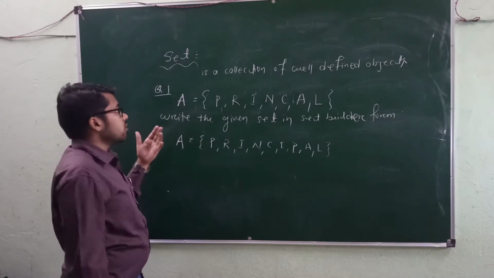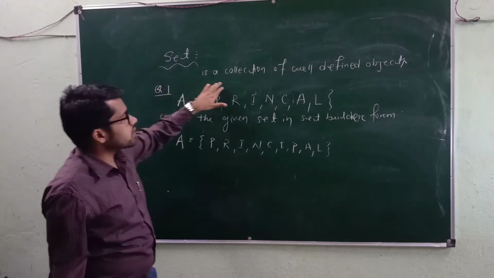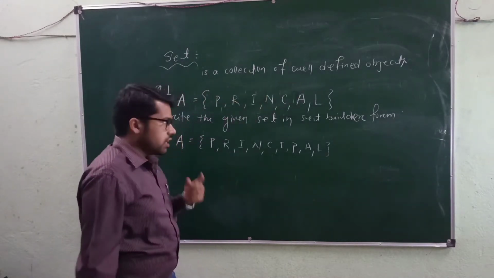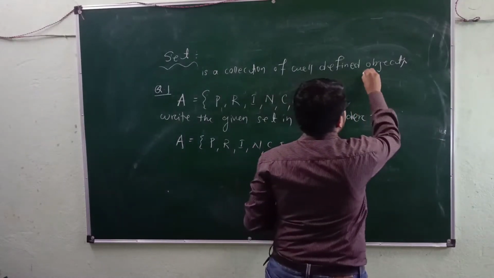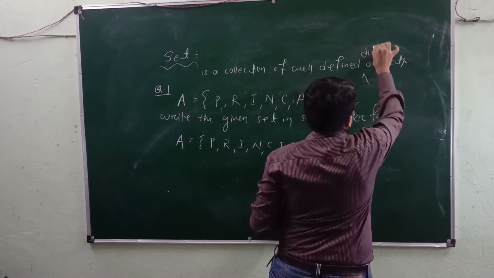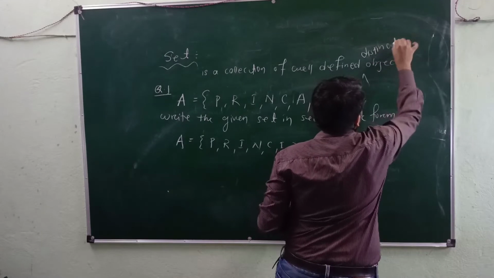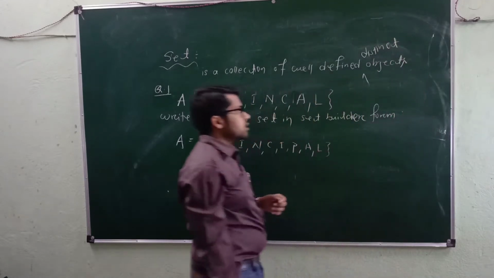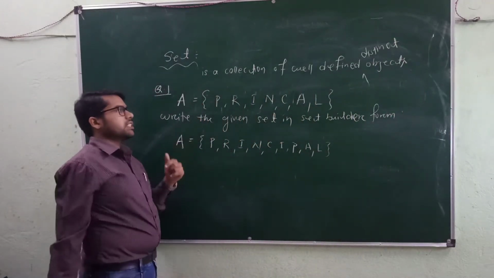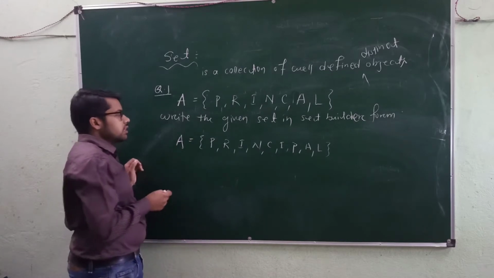See, recall the definition. What is the definition? A set is a collection of well defined, distinct objects. Distinct. Yesterday I showed a word, distinct objects.